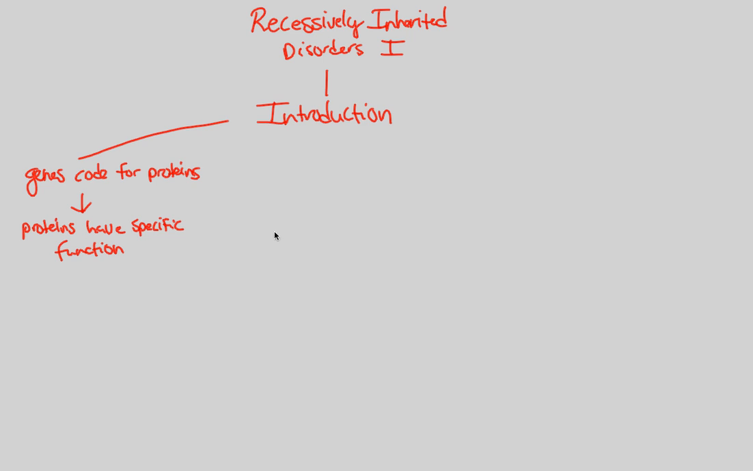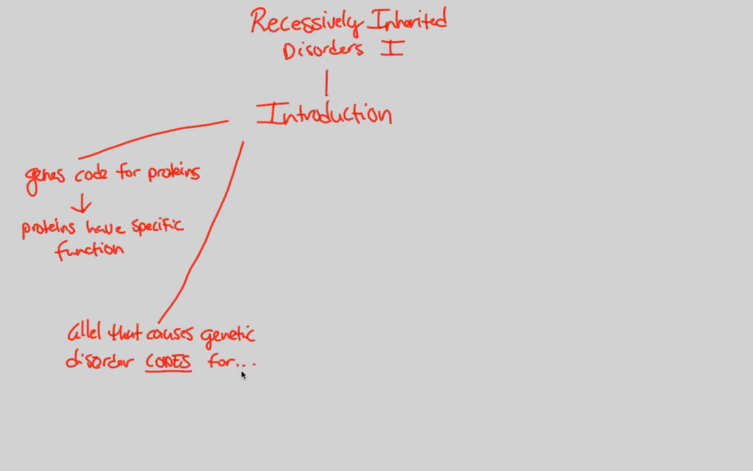So how does this relate back to our recessively inherited disorders? Well, sometimes these genes that code for the proteins can be inherited, and sometimes that inheritance can be faulty, in the sense that we can state the following. An allele that causes, let's say, a genetic disorder, because a lot of this lecture is all about looking at disorder. An allele that causes, we'll call it a genetic disorder, would instead code for something else. Okay, we'll say codes, because this is what it's all about, codes for what? Dot dot dot. Build some suspense for yourself.